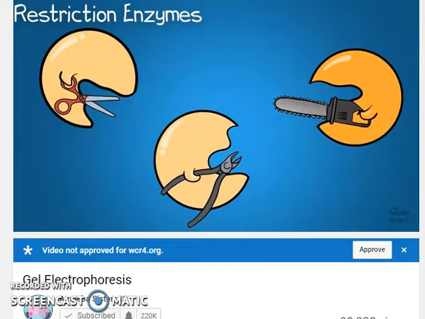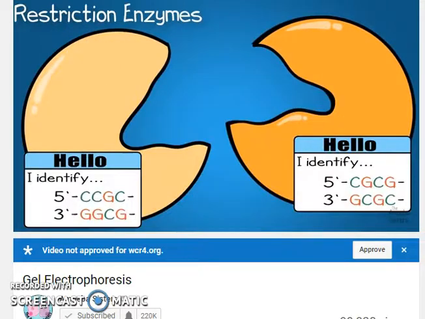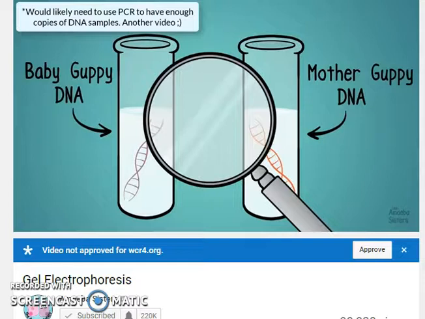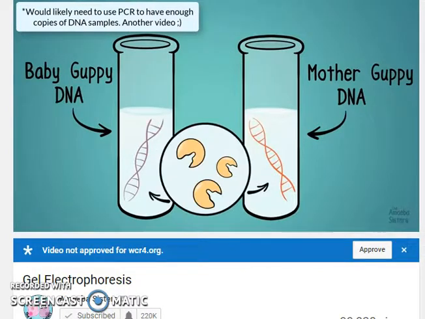There are many different types of restriction enzymes, and we encourage you to learn about how they cut DNA and how it differs with different types of restriction enzymes. This video doesn't go into the different ways that restriction enzymes cut DNA. So if I had baby guppy DNA and adult mother guppy DNA, and I want to compare them, then I would want to use the same types of restriction enzymes in both DNA.